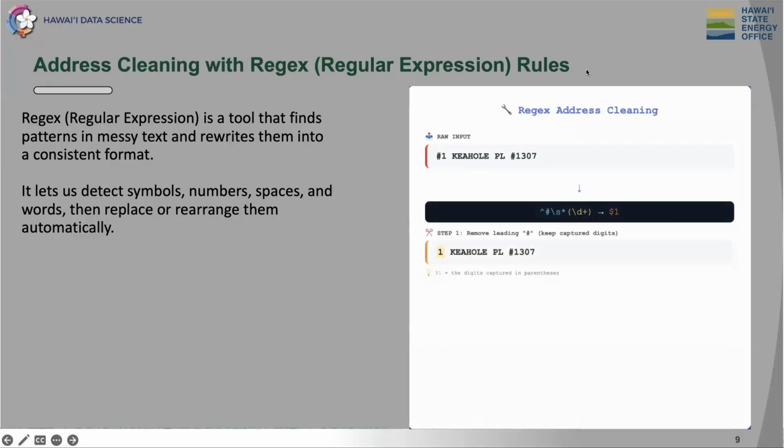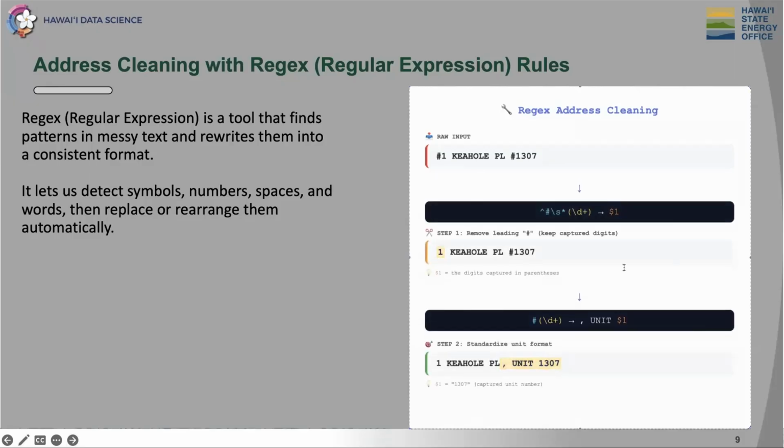Okay. So first, this is a small regex code that identifies whether your text or address starts with a hash, and then if you find digits, take only the digits. So $1 means whatever you find inside the bracket, take that one. So when it scans this address, it finds that it starts with a hash and 1, and takes only the 1 as clean. Drop the hash and take the 1.